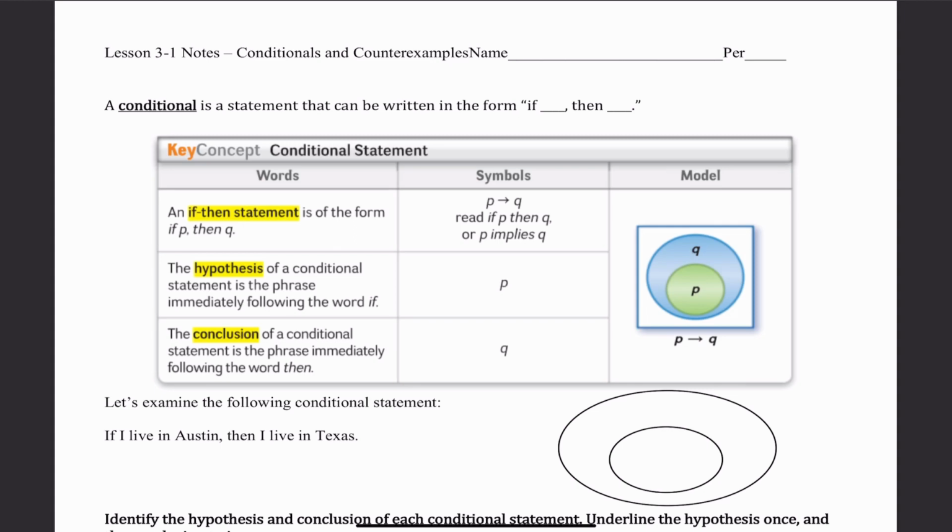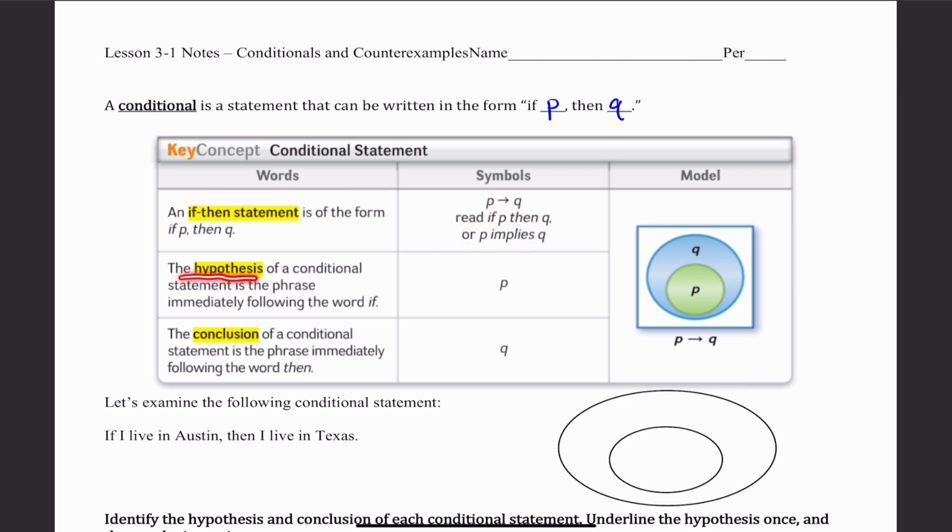Welcome back. I want to go ahead and discuss the Lesson 3.1 notes, conditionals and counterexamples. A conditional is a statement that can be written in the form if P, then Q. An if-then statement is of the form if P, then Q, and we can use symbols to represent this: P arrow Q, read if P, then Q, or P implies Q.